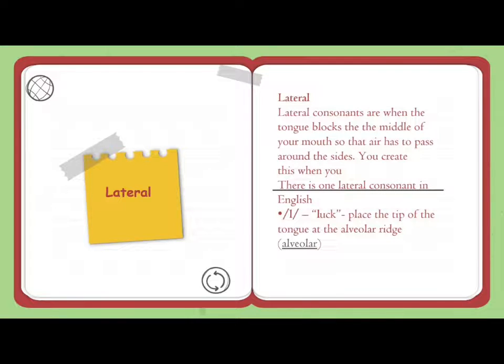And the last part is lateral. Lateral consonants are when the tongue blocks the middle of your mouth so that air has to pass around the sides. There is one lateral consonant in English. L, as in "luck." Place the tip of the tongue at the alveolar ridge, alveolar.